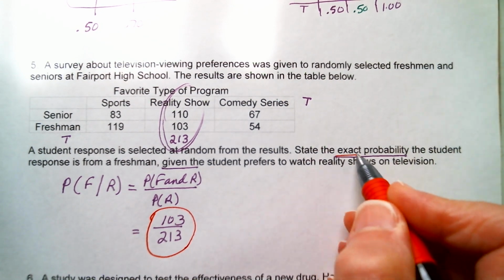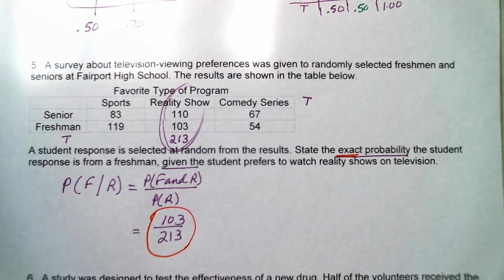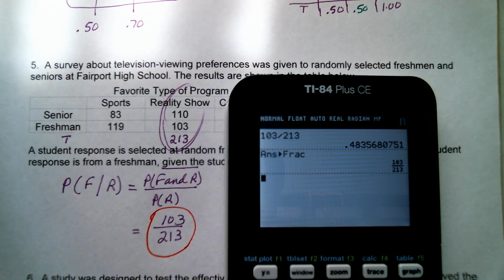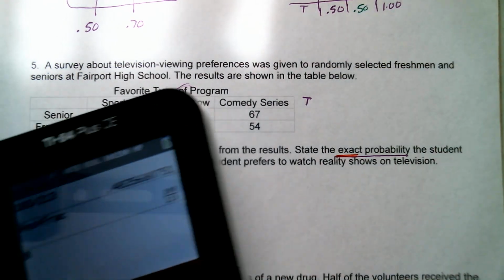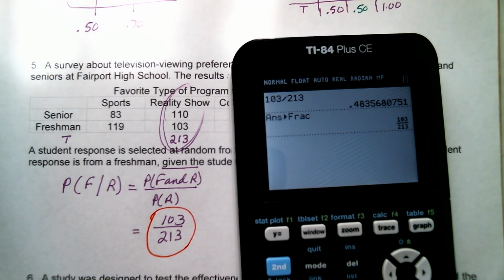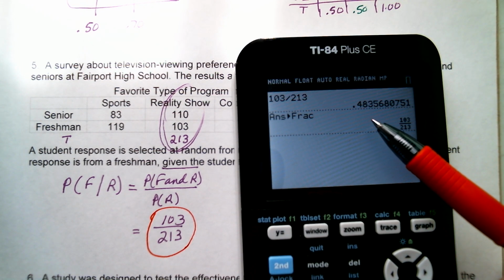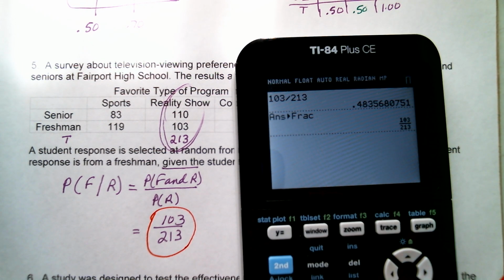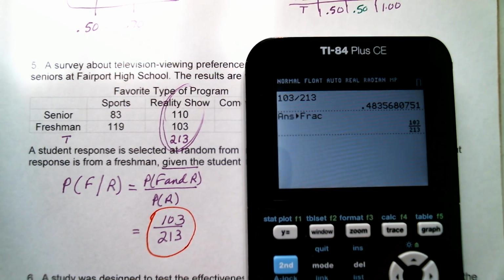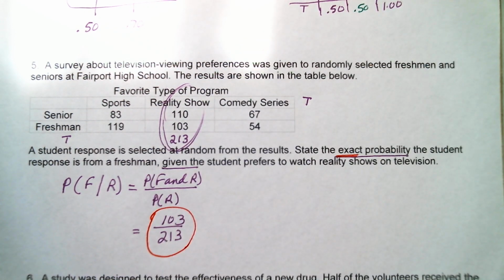Exact value. If they'd said state the probability rounded to nearest hundredth, then you would give the decimal rounded to nearest hundredth. This asks for the exact value. You leave it as a fraction.